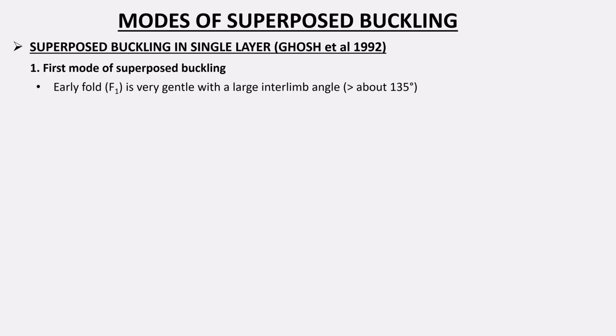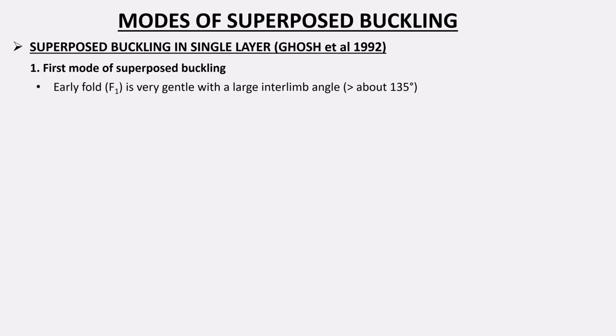Now let's see different modes of superimposed buckling. Basically, it is given by Ghosh and others, and it is divided in case of single layer and in case of multi-layer. If we are talking about superimposed buckling in a single layer, it has four kinds of modes. Let's discuss the first mode.